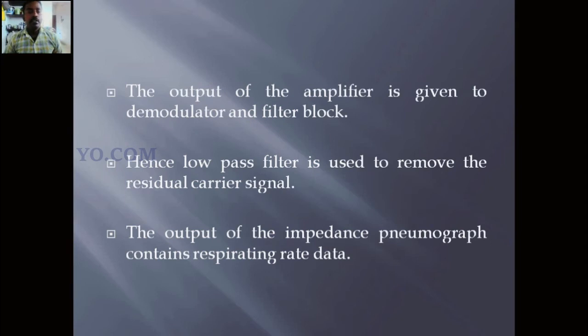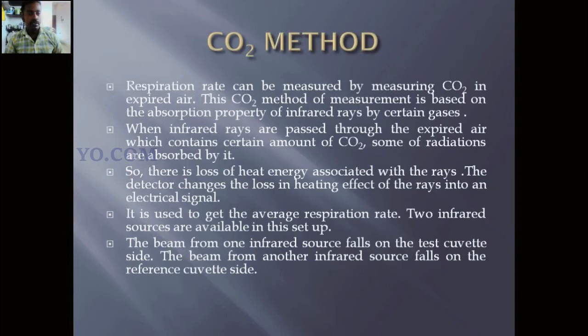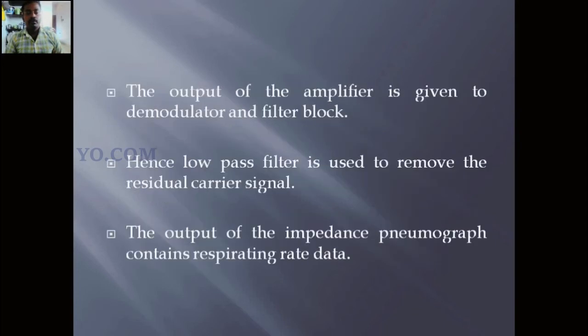The output of the amplifier is given to the demodulator and filter block. The low pass filter is used to remove the residual carrier signal, that is the high frequency signal. Then the output of the impedance pneumography contains the respiratory rate data that is recorded. So this is a very simple method, and we can use it for continuous monitoring.